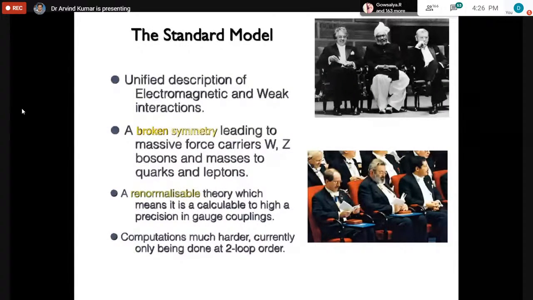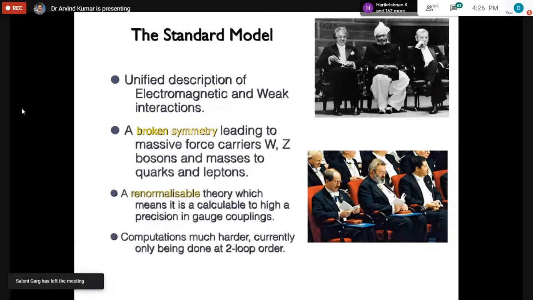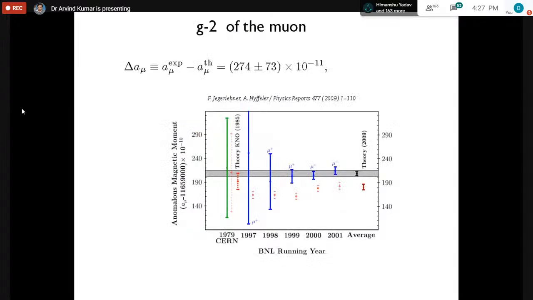So currently, you know that the weak charge is not renormalized fully at 2-loop order. Only parts of the 2-loop computations are done. There is a lot of work going on in understanding 2-loop diagrams, 2-loop computations and everything. Okay, within that context, I'll come to the muon G-2. Yeah, please go to the next slide.